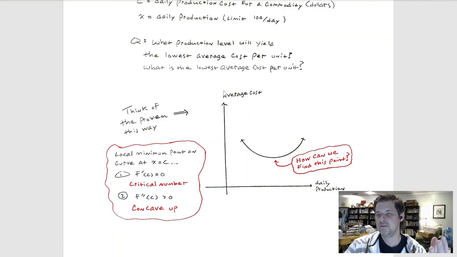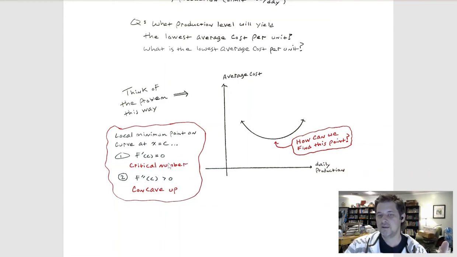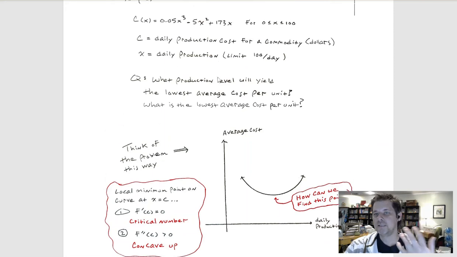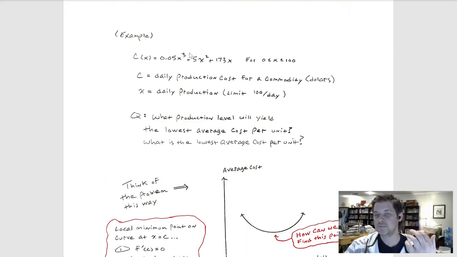I've got to figure out the equation for the average cost. I need to find out where the derivative is 0. That's the critical number. And then I need to verify it's concave up, and not concave down, because if it was concave down, then there'd be a maximum, and that's not what we're after. All right, let's go through those steps on this particular curve right here.